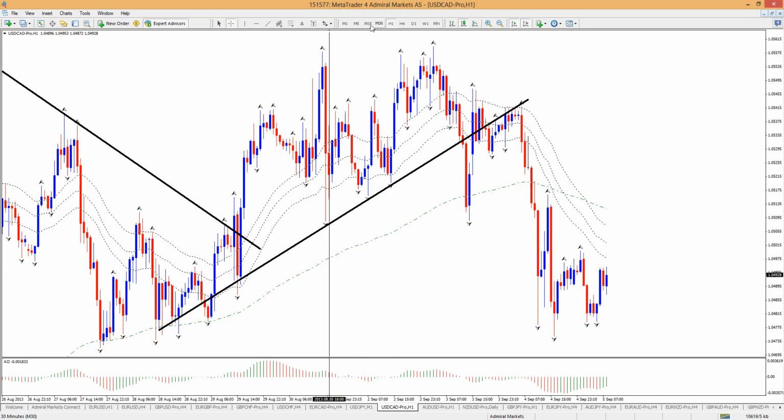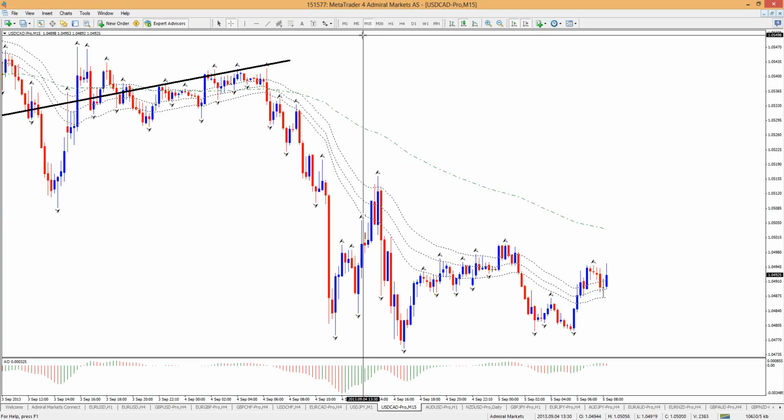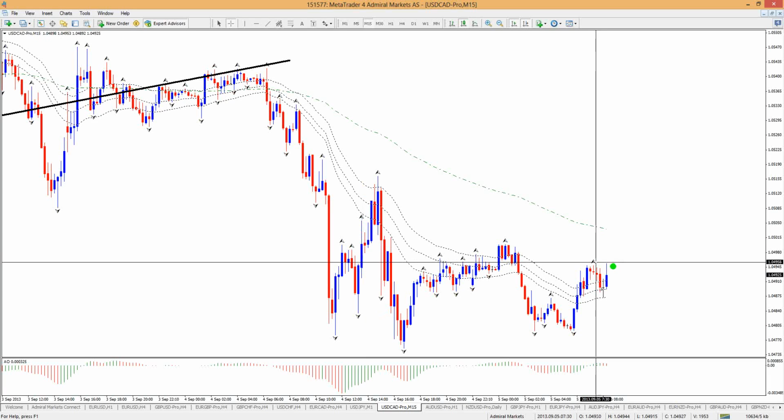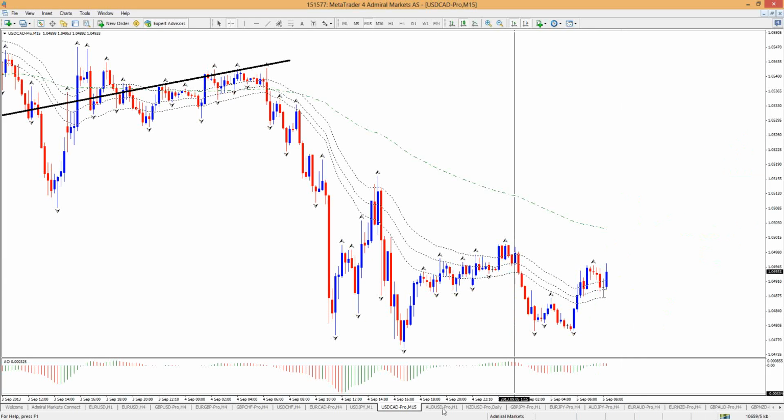Now, me personally, I will wait for this 15-minute chart to make a spike up, make a bull flag here, and take a bounce. So that's my trading plan. We can keep an eye on the 15-minute chart and see how it goes, okay?